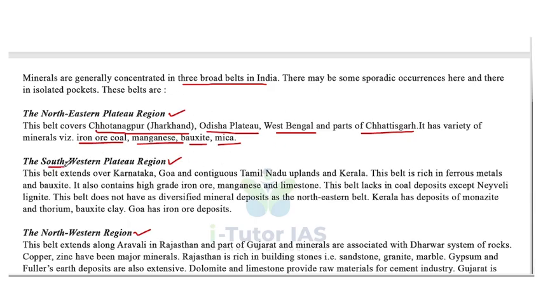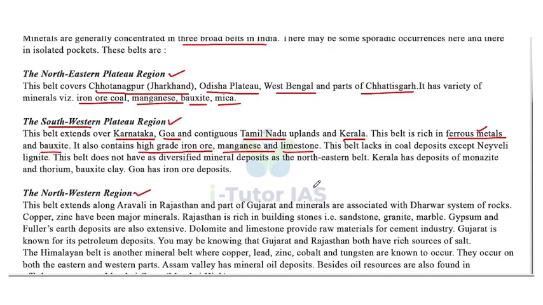Second one is the southwestern plateau region. This belt extends over Karnataka, Goa and the contiguous Tamil Nadu uplands and Kerala. This belt is rich in ferrous metals and bauxite. It also contains high grade iron ore, manganese and limestone.